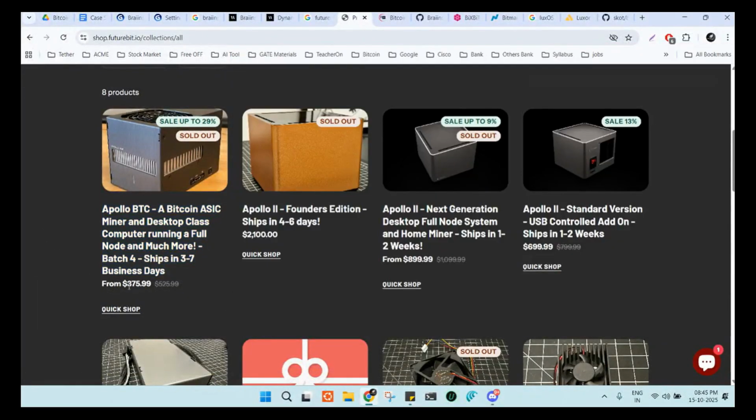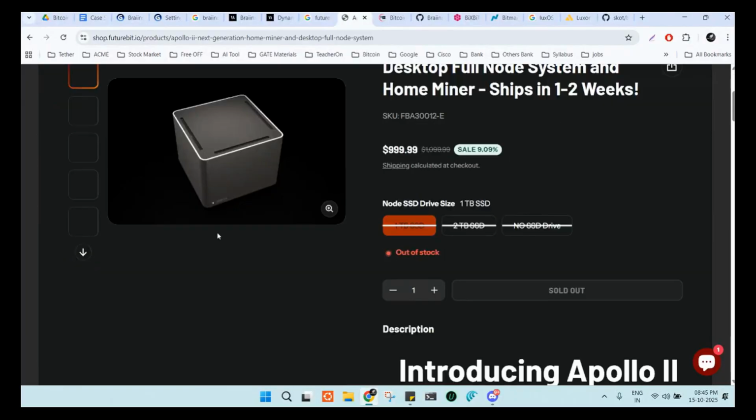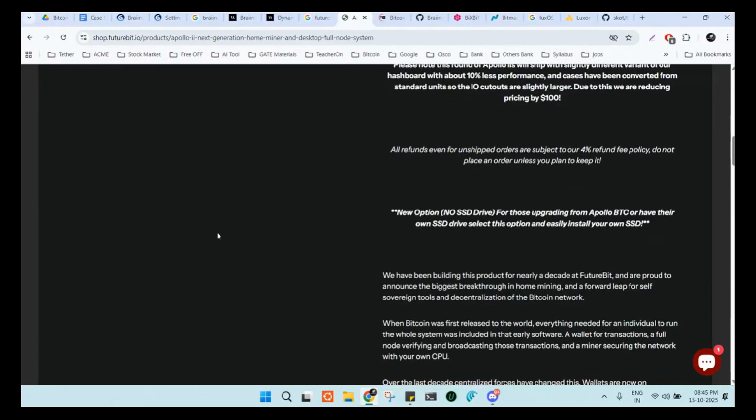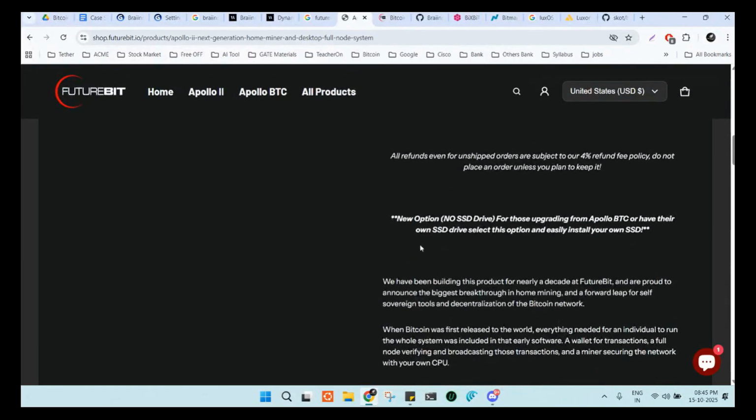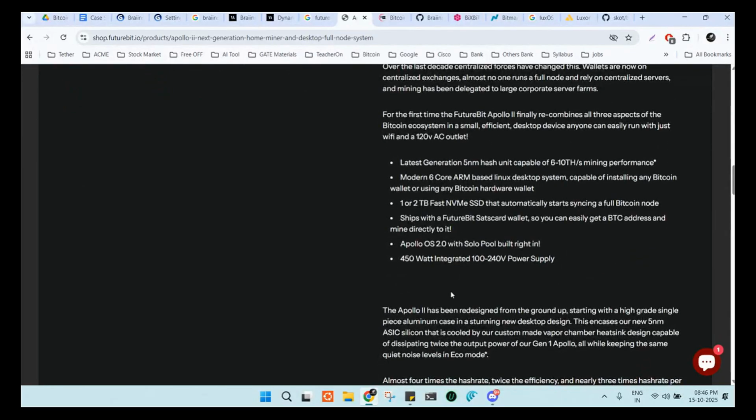And this is pretty cheap, like $375 or $400. And if you want to run a full node system along with the miner, I think it comes with 2 TB storage as well. I might need to double check. Yes, some SSD drive, either 1 or 2 TB. So yes, it comes with 1 or 2 TB SSD.